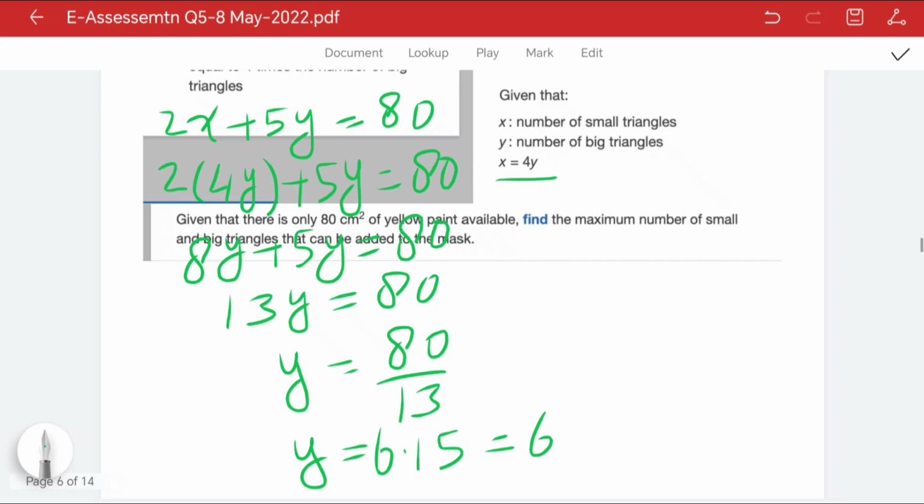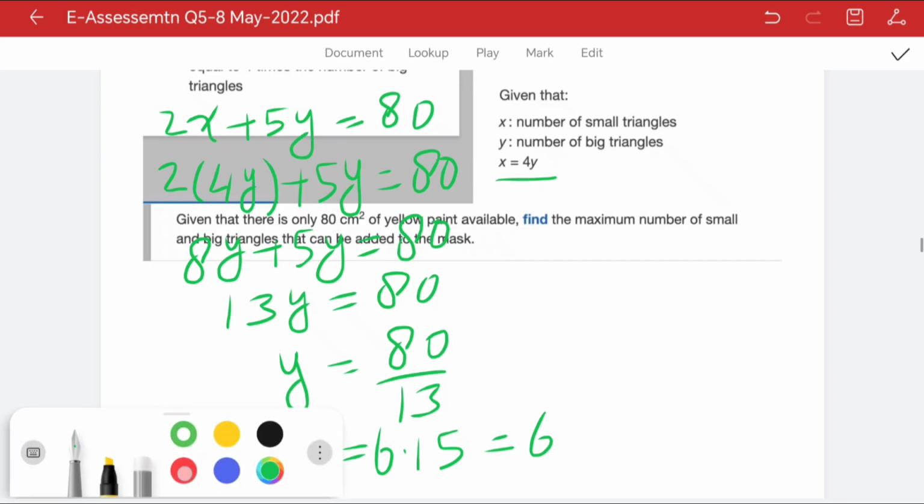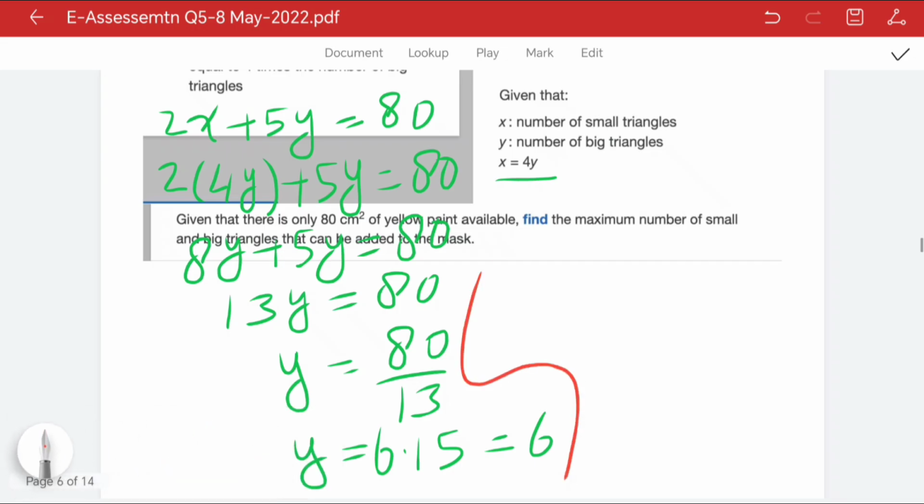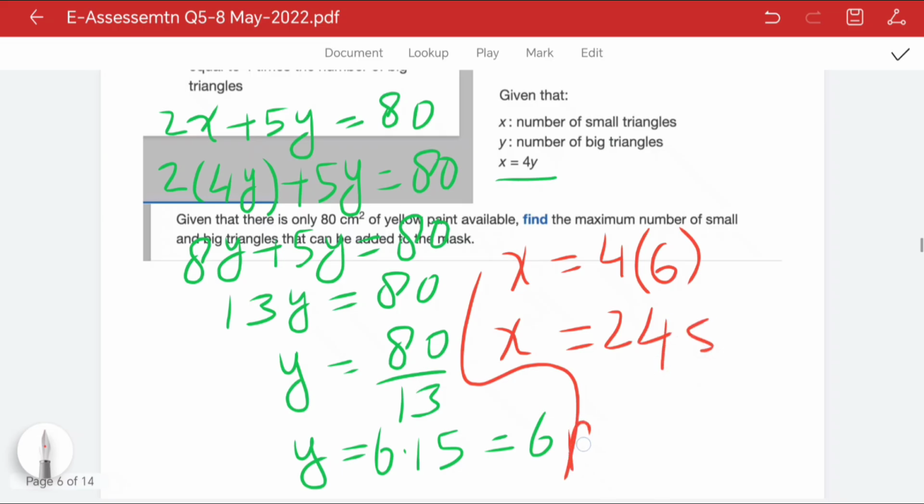So now we need to find x, using the number of y. So x equals 4y. What is y? We have 6. So x equals 24. So the number of small triangles is 24, and the number of big triangles is 6.